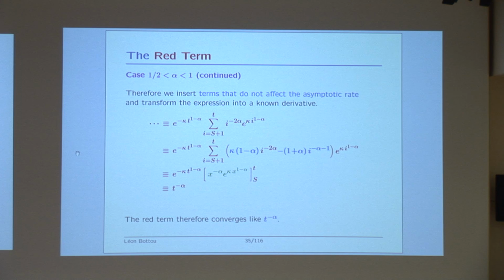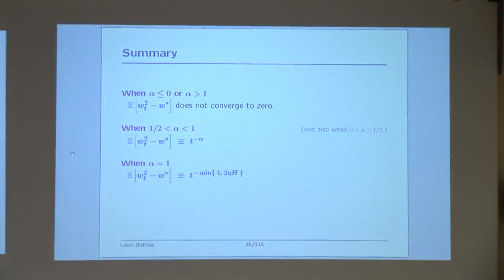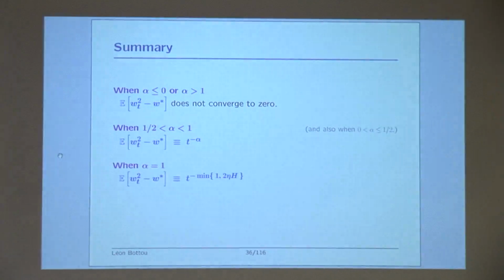So after this derivation, I have my summary. When alpha is less than 0 or alpha greater than 1, the thing doesn't converge to 0 or diverges completely.